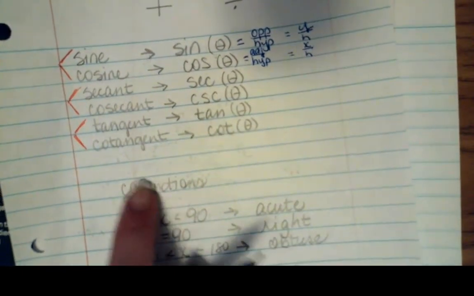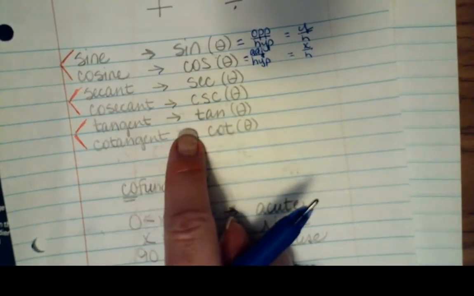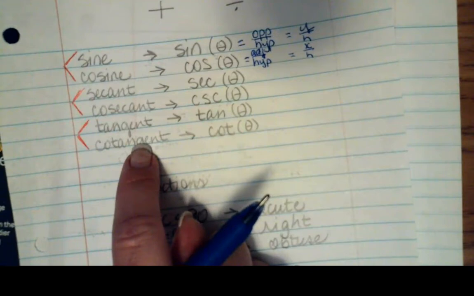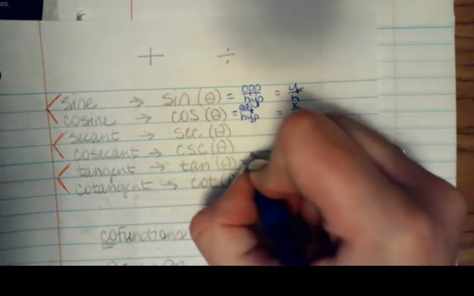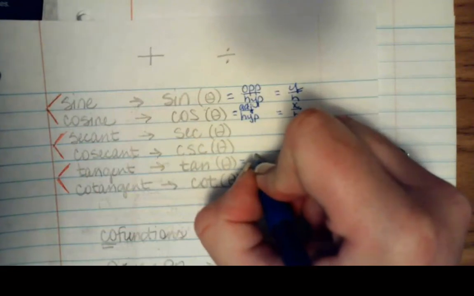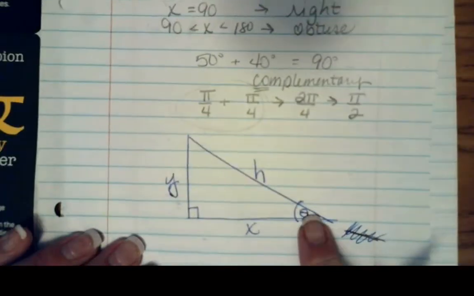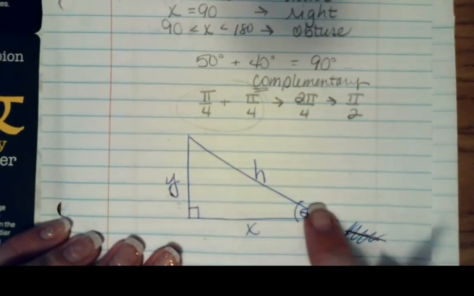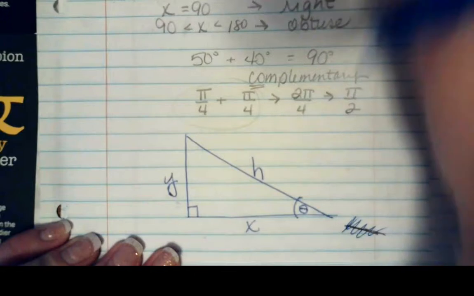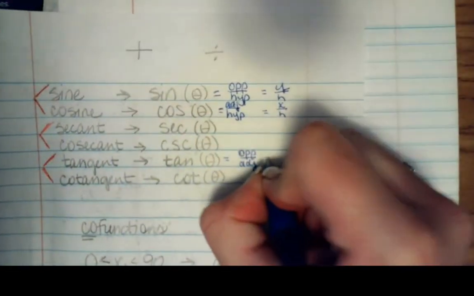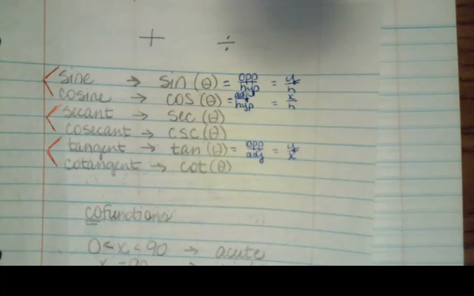All right, and now I'm going to flip down to tangent for just a second, okay? Because something magical is going to happen with these other functions. All right, so I'm going to skip down to tangent. Tangent is going to be the ratio of opposite to adjacent. So when I look at opposite to adjacent, I get y to x. So those are the three hard ones to remember: sine, cosine, and tangent.